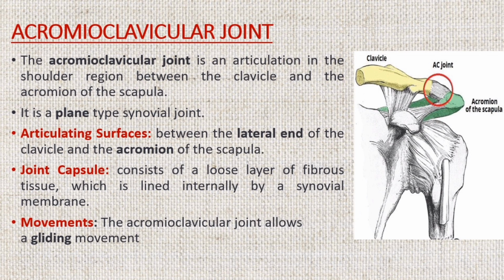The acromioclavicular joint consists of an articulation between the lateral end of the clavicle and the acromion of the scapula. The joint capsule of the acromioclavicular joint encloses the two articular surfaces. It consists of a loose layer of fibrous tissue, which is lined internally by a synovial membrane. The posterior aspect of the joint capsule is reinforced by fibers from the trapezius muscle.